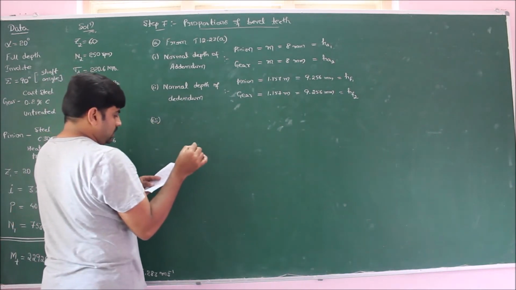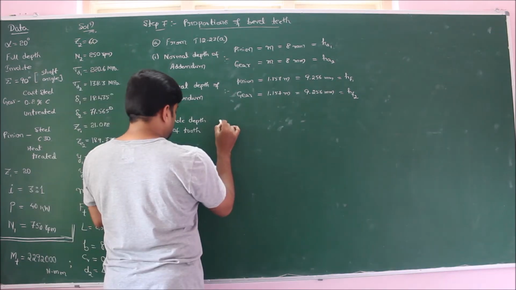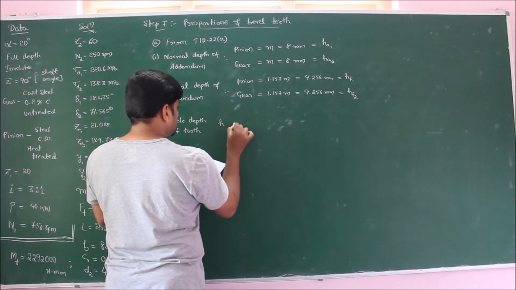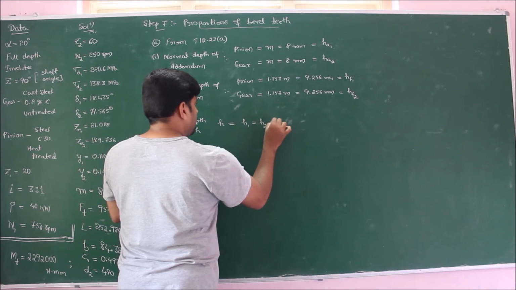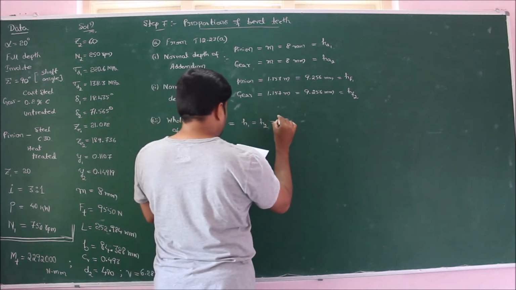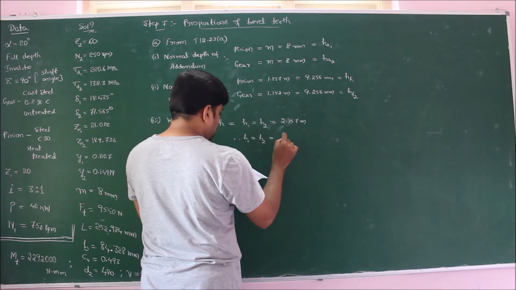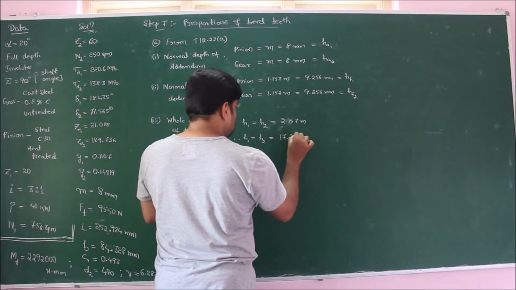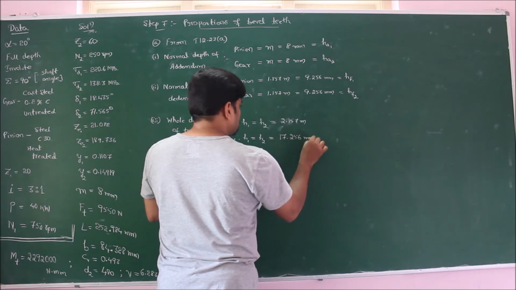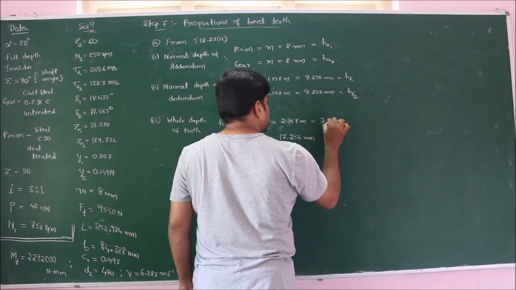Coming to the third important parameter, that is whole depth of teeth, which is denoted by H for both pinion and for gear. This is equal to 2.157 times the module. Therefore, the whole depth of pinion and gear both are equal to 17.256 millimeters, substituting the module as 8 millimeters.